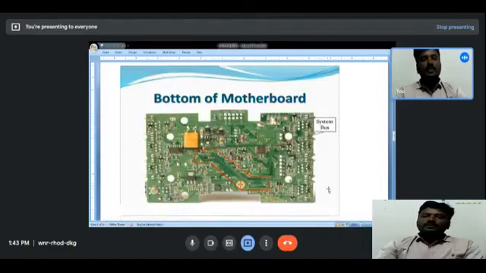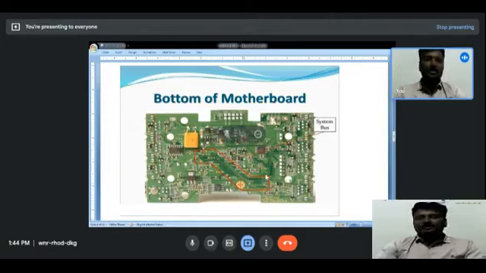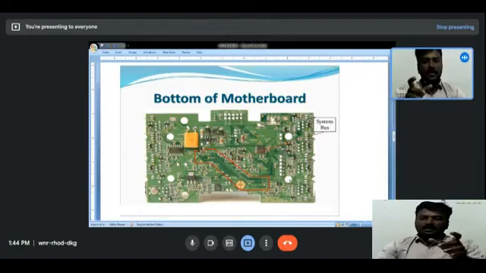So this is nothing but the bottom of the motherboard, where different ICs and other components are connected. You can see the red colored line here. This is nothing but the system bus. In the motherboard, this is how we can see the bus.